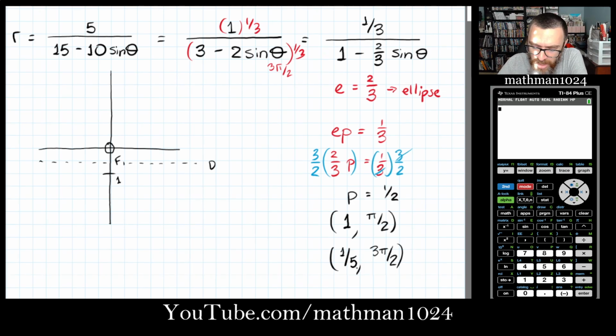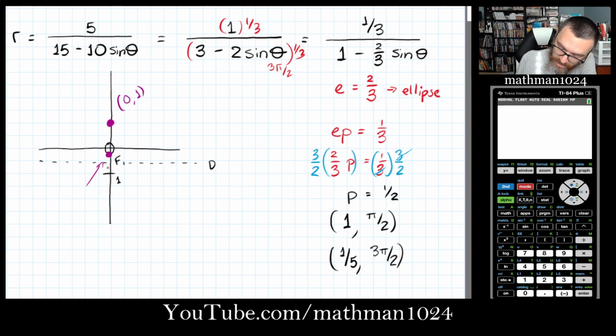All right. So when I'm at pi/2, which is facing up, I'm going to have a key point here at a value of 1. So I have this point right there. And then when I'm facing down at 3pi/2, I have another key point, and that's going to be at 1/5. Okay, that is not the prettiest thing I've ever seen. So we have (0, 1) in terms of the rectangular points. And then this one is going to be (0, -1/5).